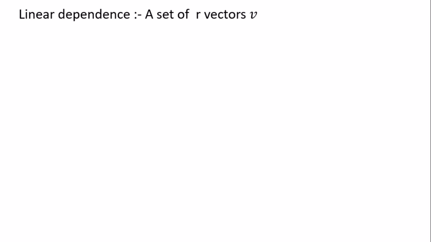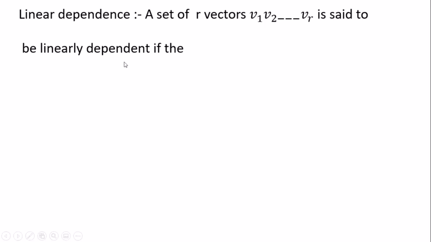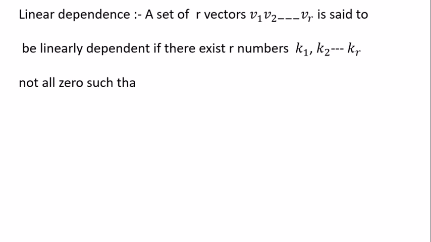If a set of vectors is given where the elements of this set may be v1, v2, up to vr, and each having some dimension. So a set of r vectors v1, v2, up to vr is said to be linearly dependent if there exist r numbers, which can be taken as k1, k2 up to kr, not all zero, such that the relation k1 v1 plus k2 v2 plus k3 v3 plus and so on up to kr vr is equal to 0. The meaning of this, that is k1, k2, up to kr not all 0, is that even if k1, k2 up to k(r-1) are 0 and only kr is nonzero, we can say that this is linearly dependent.